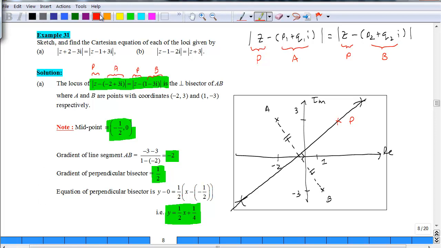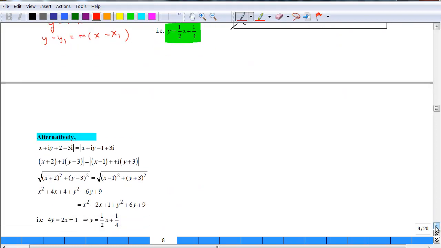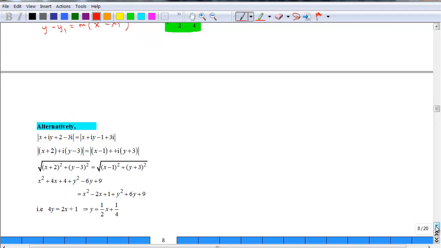So maybe just to do a quick recap, you can use y equals mx plus c, or y minus y1 equals m(x minus x1). Now alternatively, like what we have done before in finding the Cartesian form of the equation of the circle, for you to find the Cartesian form of the equation of the perpendicular bisector, you can actually convert the z into the x plus iy form as what you see here, and you can actually get the same result.